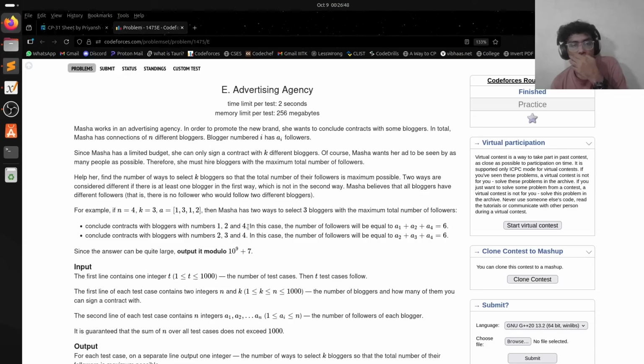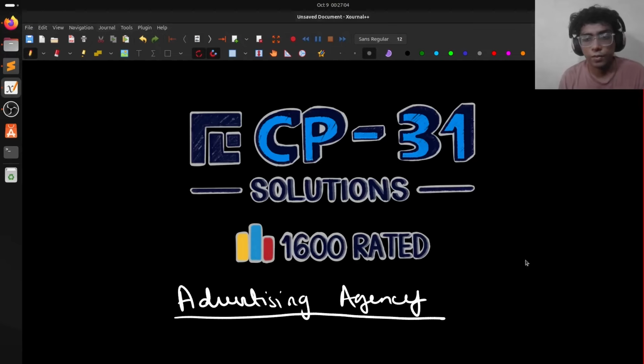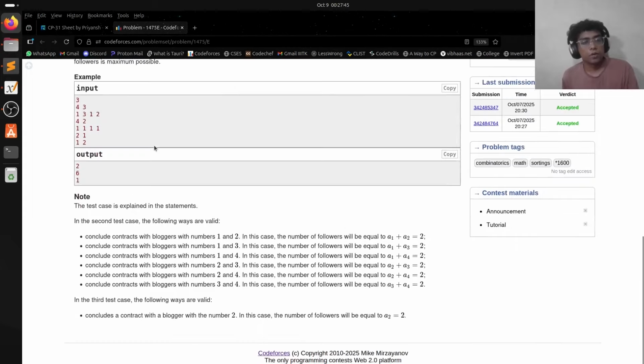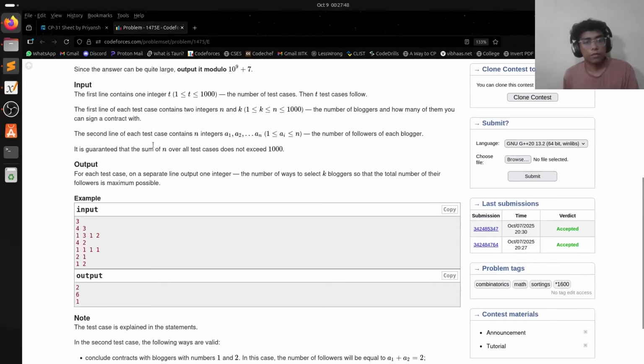Essentially, she has K bloggers which she can contract with, and she wants to choose the maximum followers amongst the bloggers she's choosing, right? So that's what she wants. And all the bloggers' followers are different, right? Basically they're not overlapping. And she wants to choose K bloggers such that they have maximum sum of followers. Okay. And we have to find the number of ways to choose these K bloggers so that we get a maximum sum. Since the answer can be quite large, output it mod 10 power 9 plus 7. And n can go up to 1000 and there are 1000 test cases.